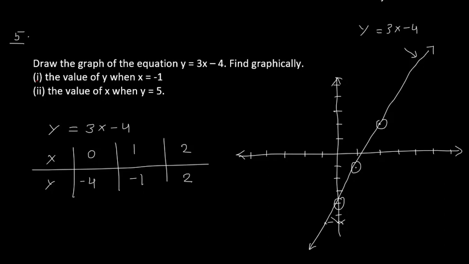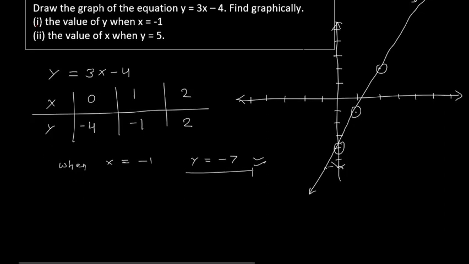Here, if you take x as minus 1, it will be minus 3 minus 4, so you will get minus 7. So you will say that when x is minus 1, y is minus 7. Okay, on the graph you will get the value of y as minus 7, 1 2 3 4 5 6 7, somewhere. At that point you will get it.